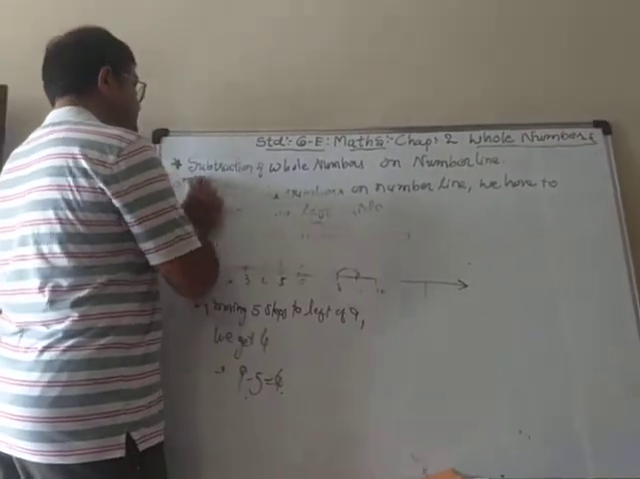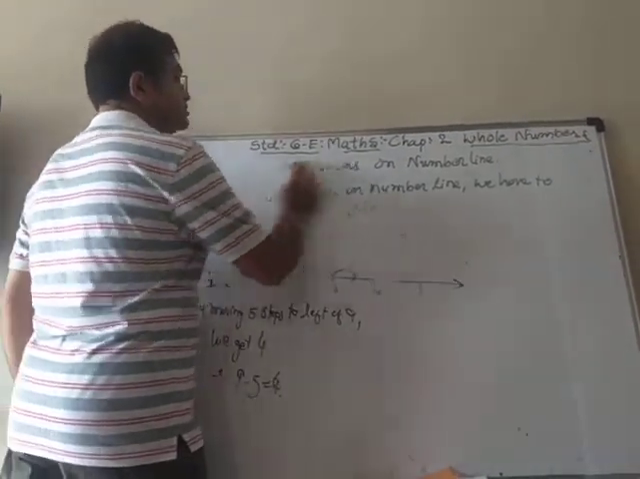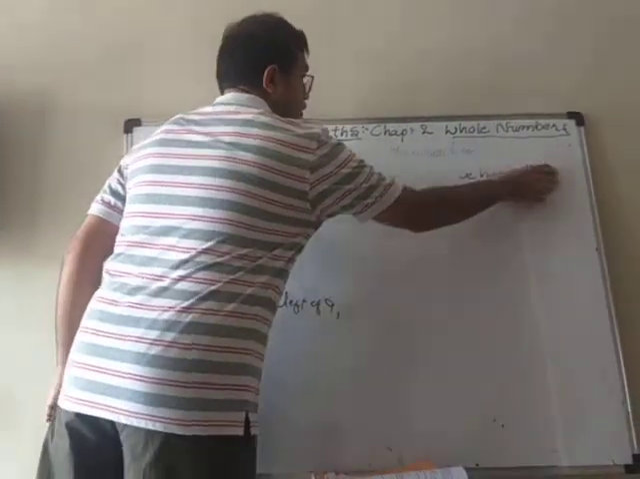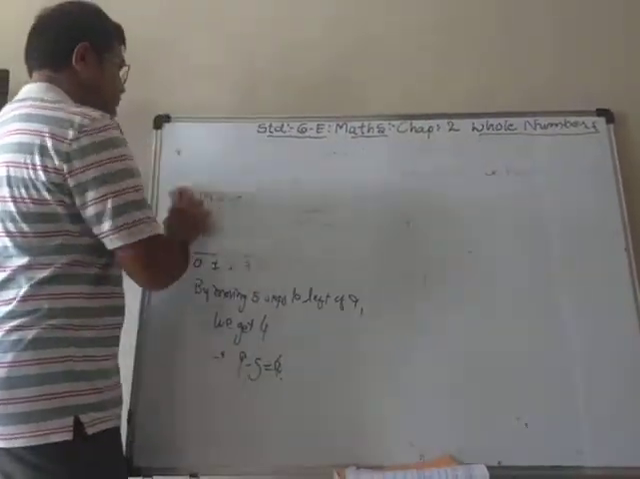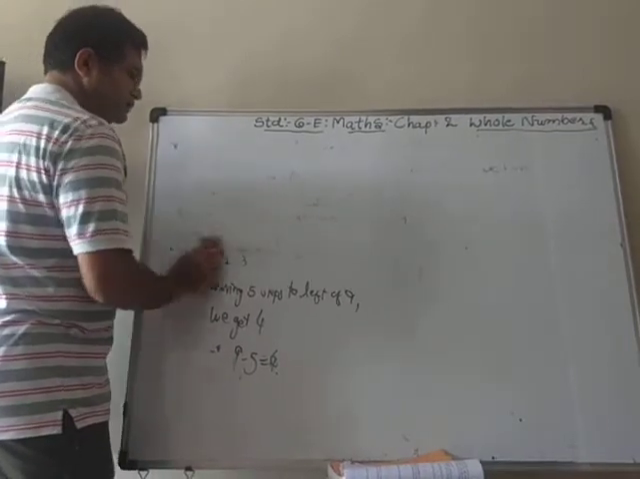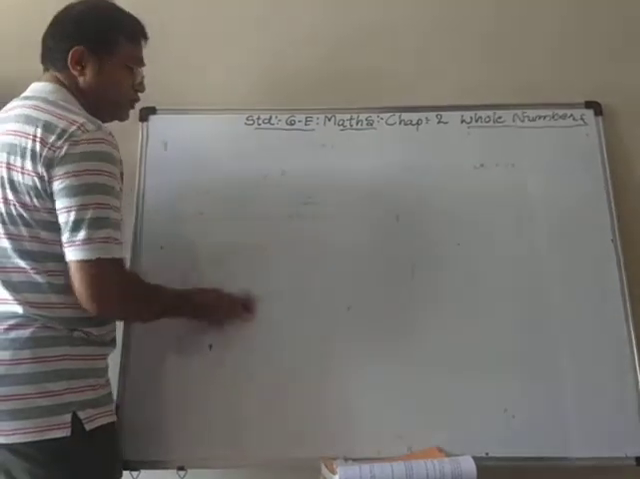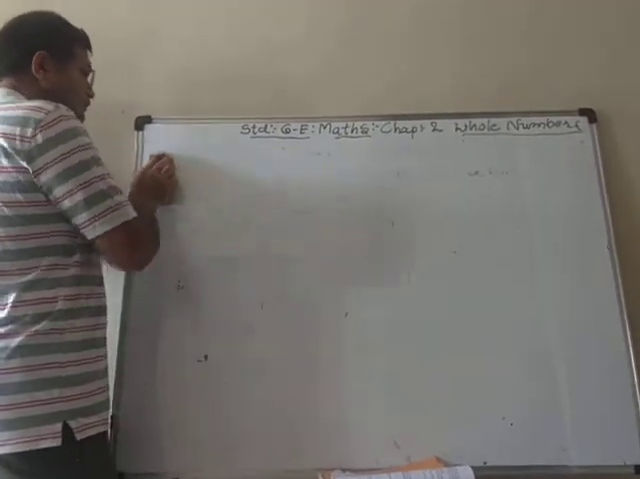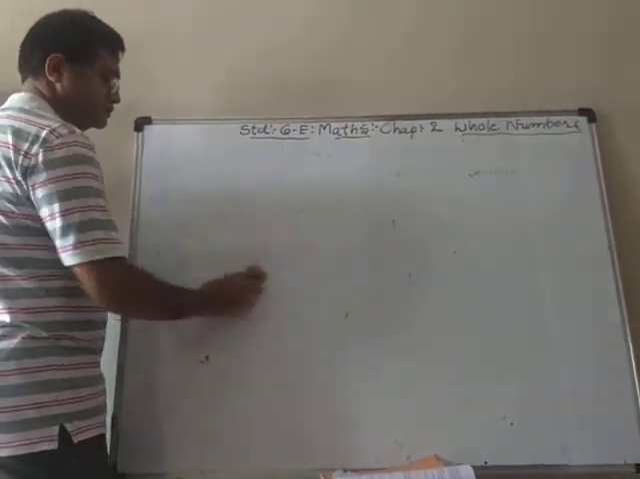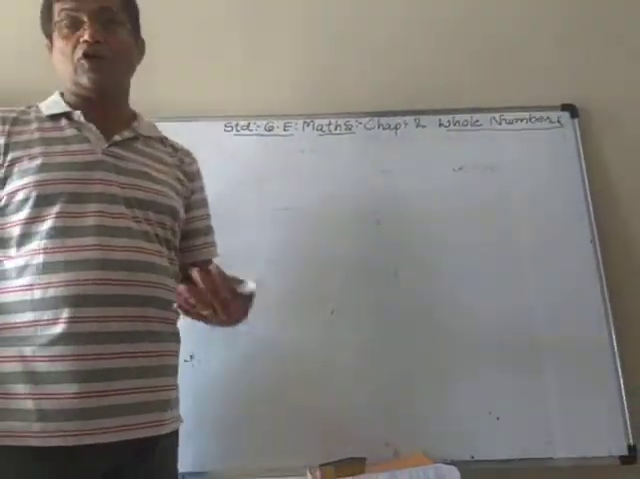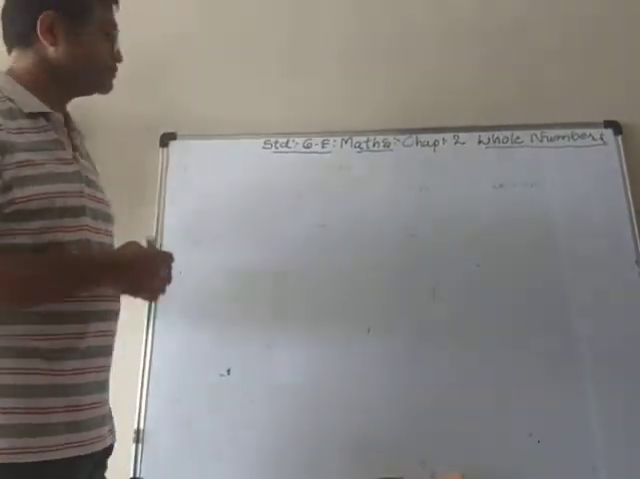So now we understand the addition and subtraction of numbers on the number line. It is very, very simple, like a child's play. You have to jump like a frog, only one step either on the left side or to the right side.